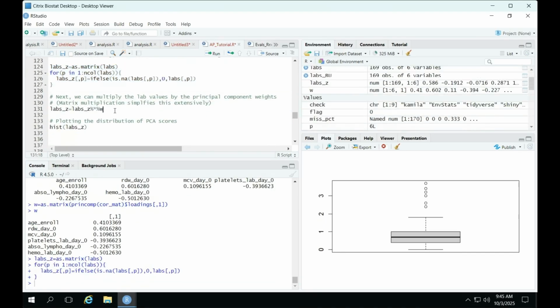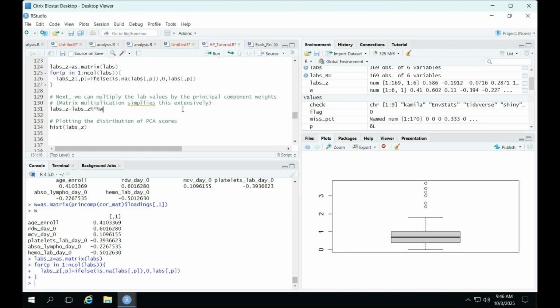Last thing we need to do is do that multiplication. So multiply your age times each of these weights. Multiply RDW by the weight. Multiply MCV by the weight. And we could do this one at a time, and it'd be a time-consuming process. Fortunately, there's a real easy way to do this.